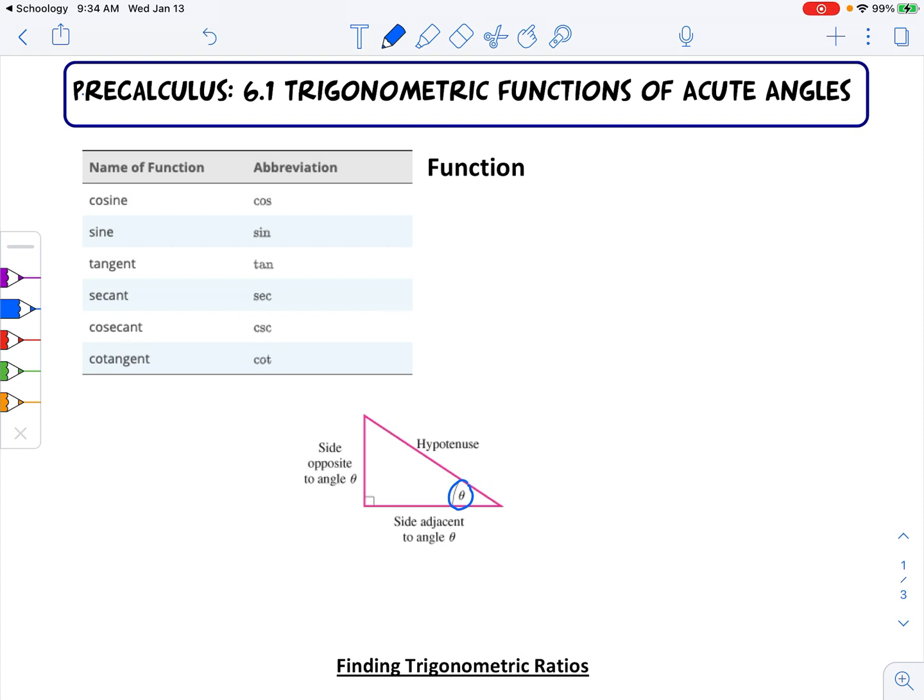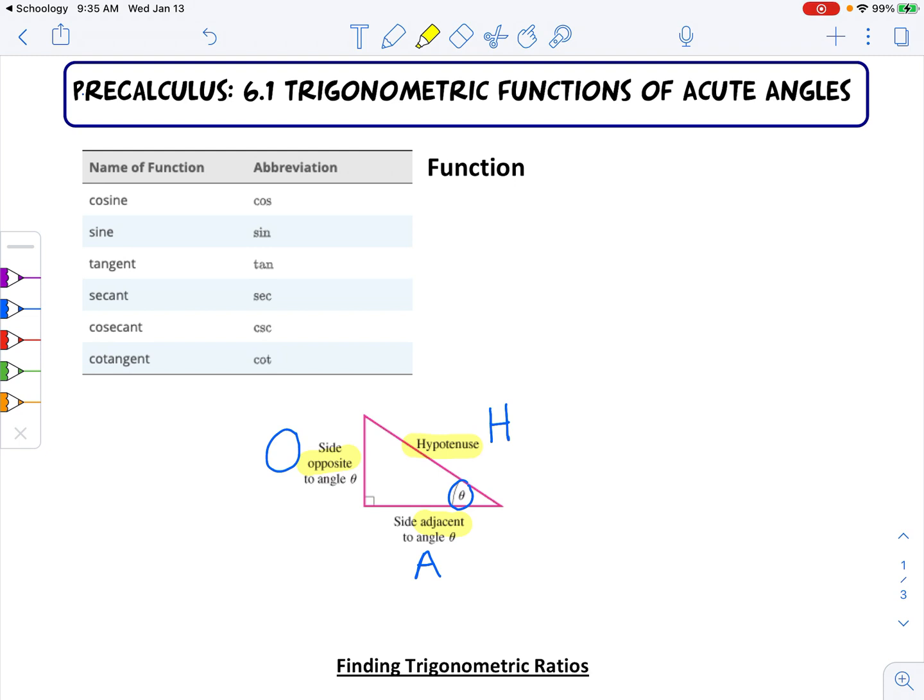Looking at this angle, the side opposite is obviously opposite of the angle, so I'm going to put a big O. O for opposite. The side adjacent to it is the side that touches the angle but is not the hypotenuse. So this is the adjacent side. Then the hypotenuse is the one always across from the 90-degree angle, and you can label that H. Doing so allows you then to apply the trig function.